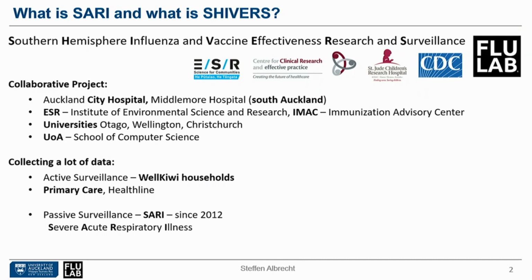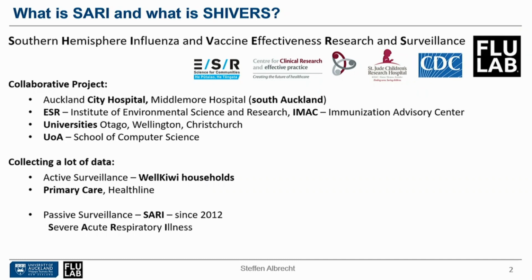And there's a lot about surveillance, obviously, a lot of data collection, active surveillance, for example, in Wellington, where they really monitor families participating in this study, so they also track cases that are asymptomatic, so they get infected, but they might never realize it. Primary care and Healthline cover cases that feel bad enough to see a GP or call the Healthline, and we are focusing on hospitalization.